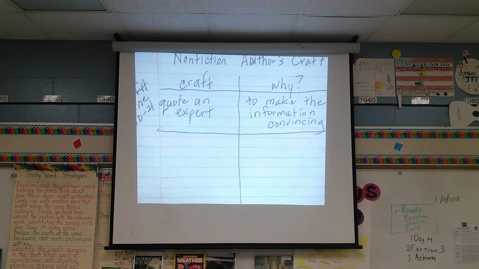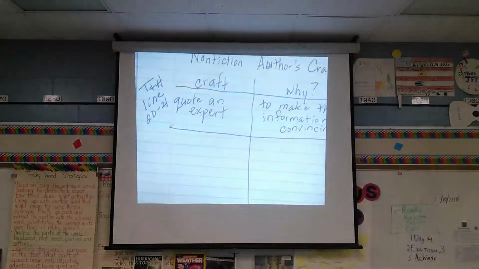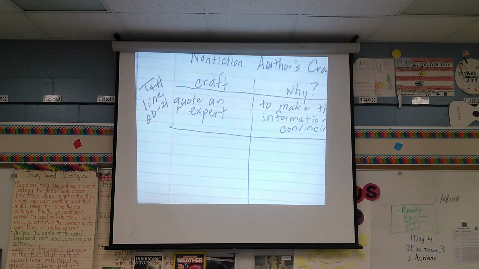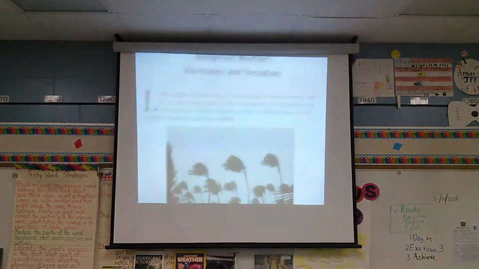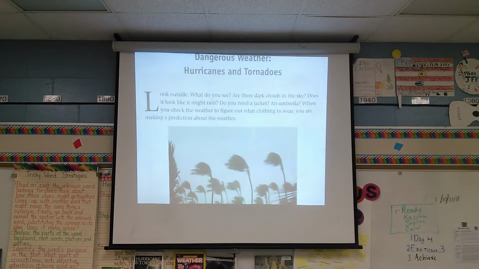All right, so let's move on and think about another part of this article. I want you to turn and talk about what this part is. Let me read it to you first. It says, look outside. What do you see? Are there dark clouds in the sky? Does it look like it might rain? Do you need a jacket, an umbrella? When you check the weather to find out what clothing to wear, you are making a prediction about the weather.